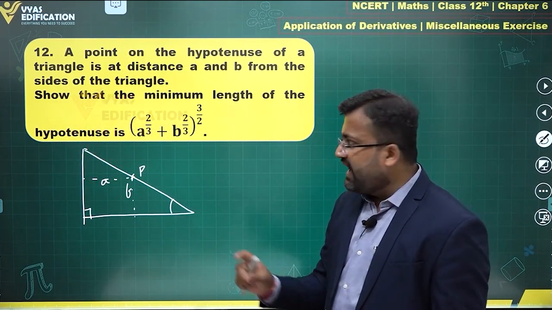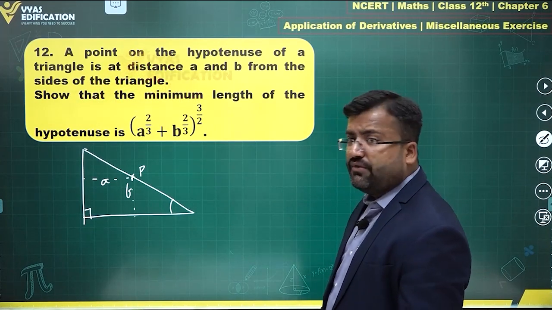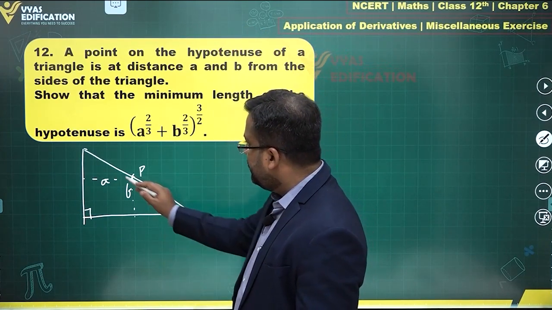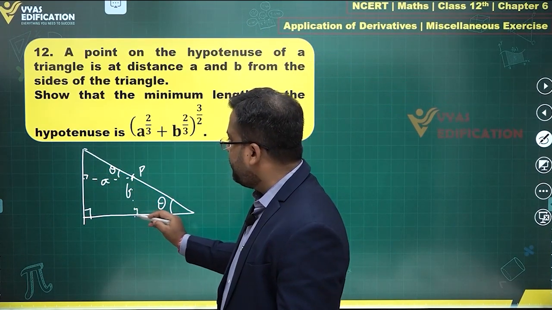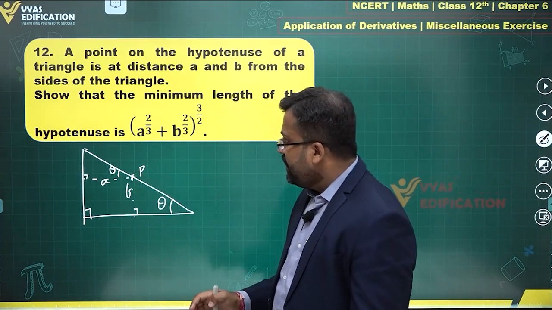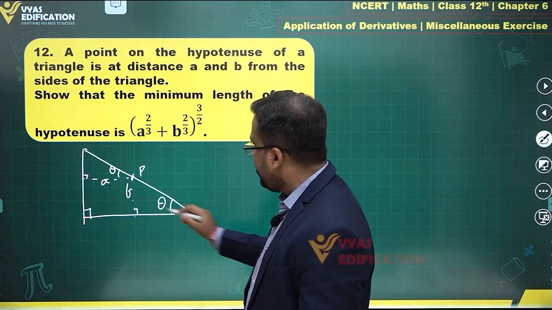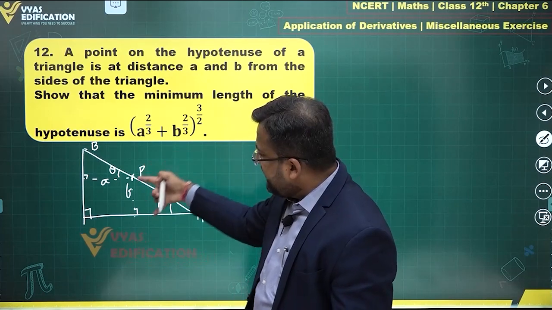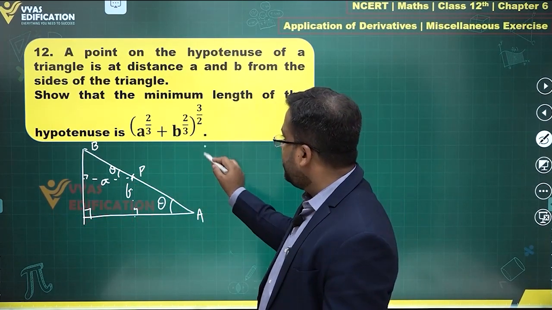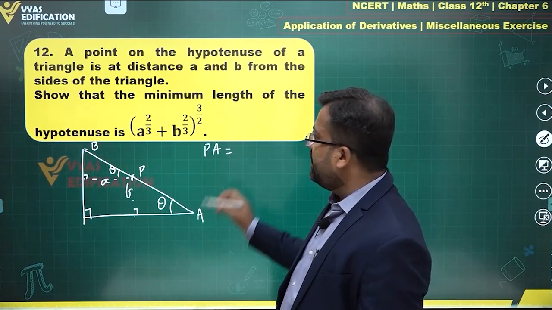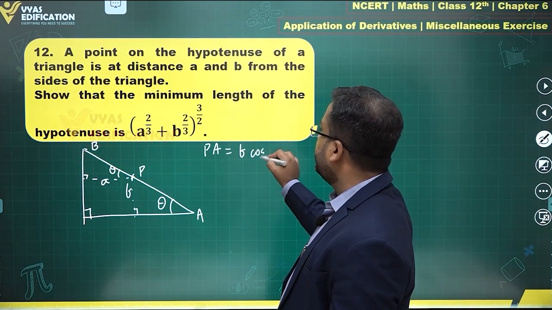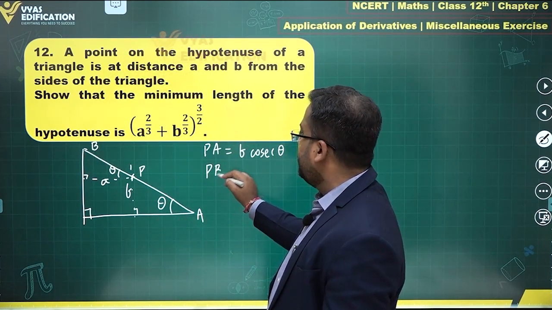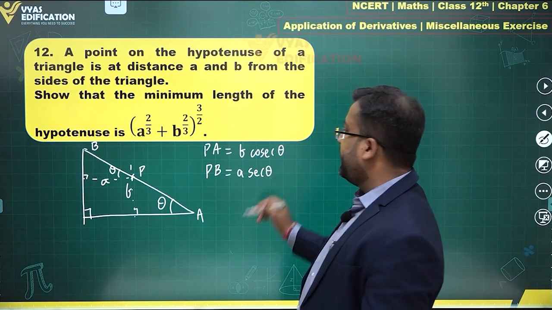Because these lengths are given and the length of the hypotenuse can be dealt with in terms of A, B, and maybe with the help of this theta. If this is theta, this angle is also theta, right? This is perpendicular, this is perpendicular, this is theta, this is also theta. If this is A and this is B, then I can easily find this length. PA sin theta will be B, or PA will be equal to B cosec theta. What about PB? PB cos theta is A, or PB is equal to A sec theta. That's what I get, right?